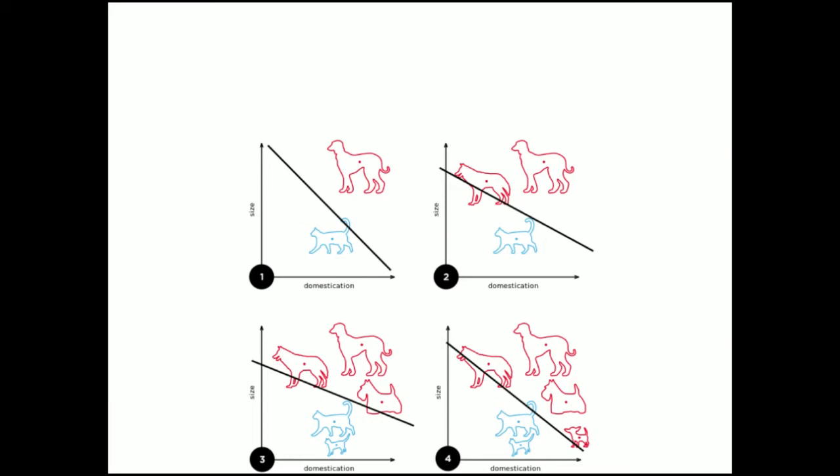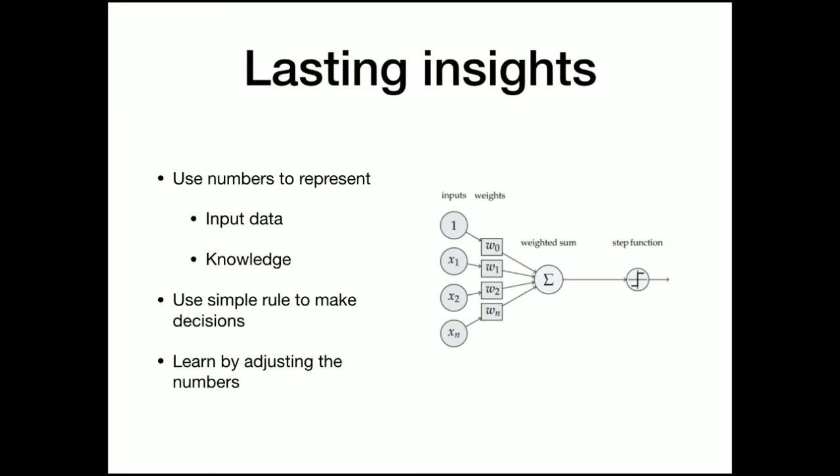So these were the lasting insights from the perceptron. The first one was that you want to use numbers to represent everything, right? Usually when you think about intelligence, you're thinking about a program. You're thinking, well, I'll have to be clever and put an if here, and I'm going to use a sort, etc. The perceptron is basically throwing away all that and just saying, let's just be stupid. We don't know anything. Everything will be a line, and we'll just adjust the slope of that line.